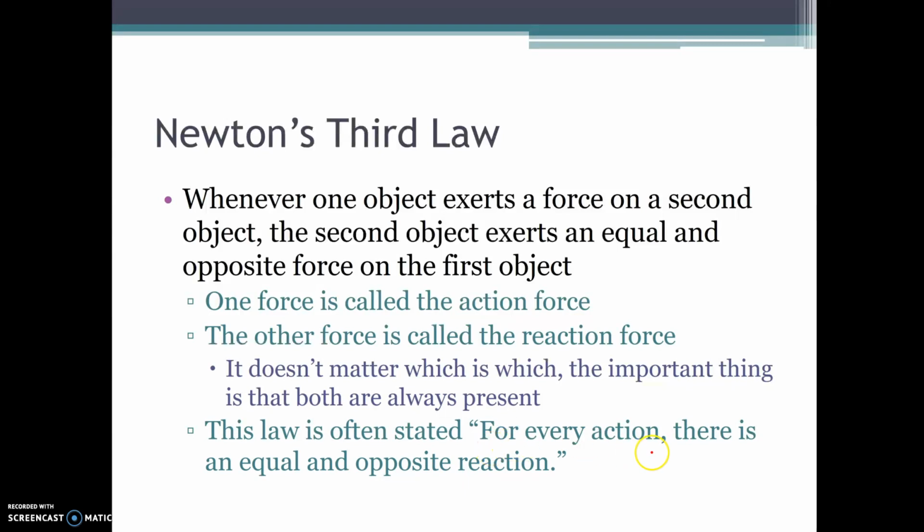Sometimes we state this as: for every action there's an equal and opposite reaction. That is not really true. For every action force, there's an equal and opposite reaction force. It has more to do with just action-reaction. It has everything to do with forces that are on these objects.